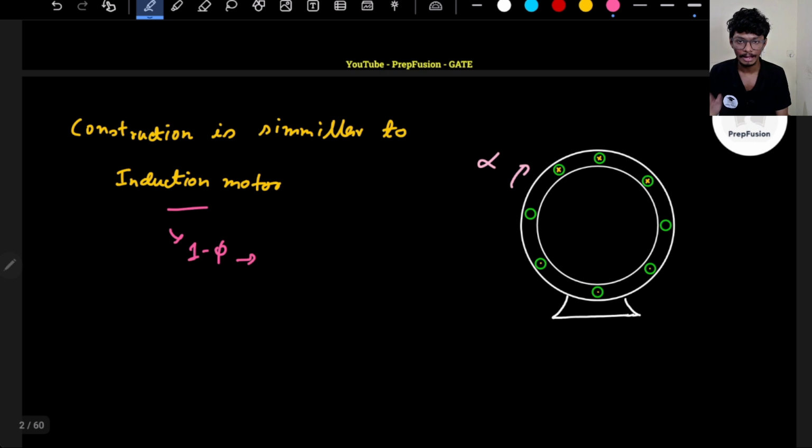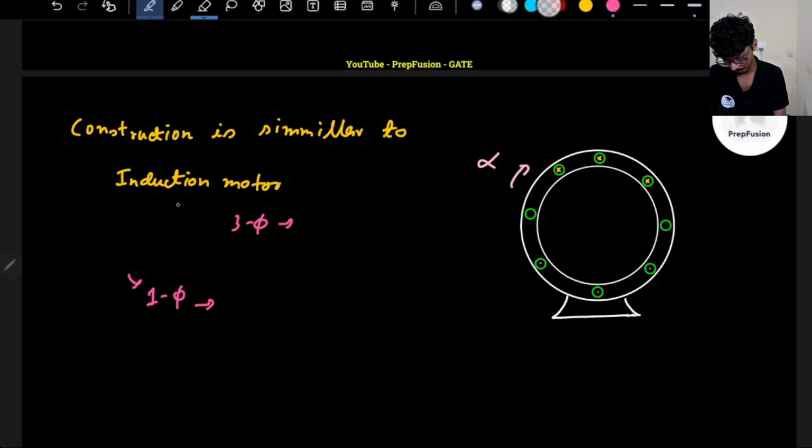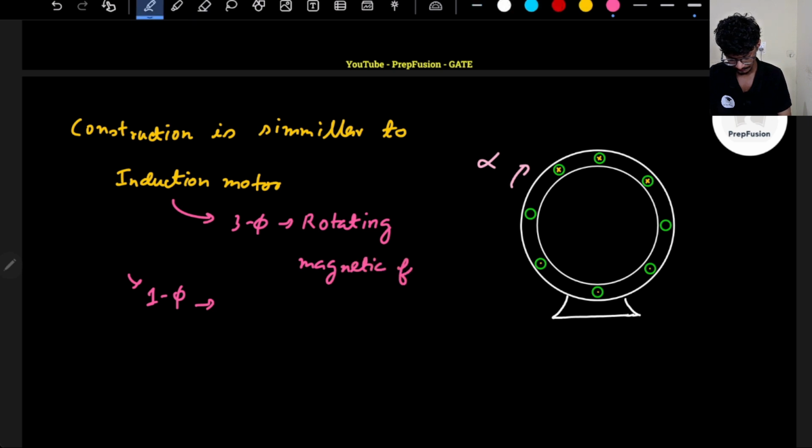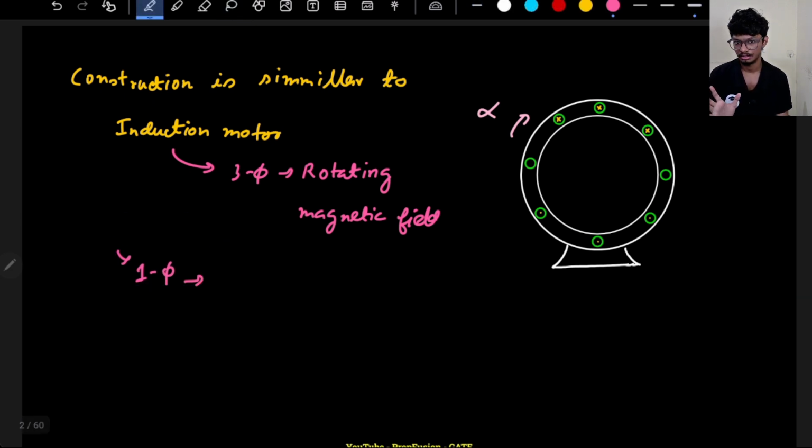So here, if I would have given a three phase supply, what kind of magnetic field was developed? The magnetic field that was developed was a rotating magnetic field. If I give a single phase supply, what kind of magnetic field will develop, that we will see. Three phase, I know, we will get a rotating magnetic field.